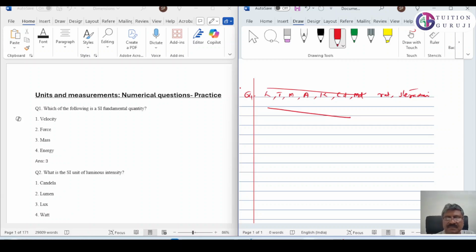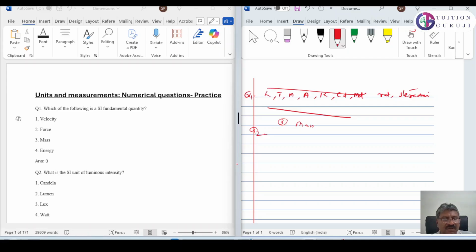So let us see what are the things given. Given is velocity, force. Velocity is not a fundamental quantity. Force is not a fundamental quantity. Mass is of course a fundamental quantity, and energy is not a fundamental quantity. Therefore, the answer is mass, option 3. Now, question 2.